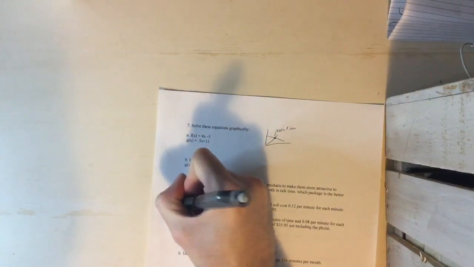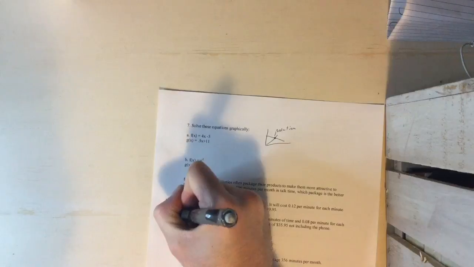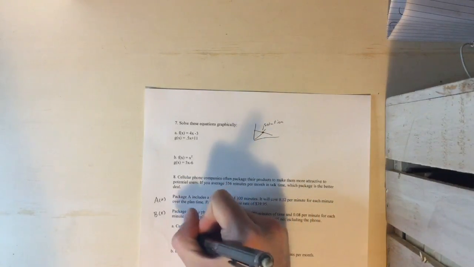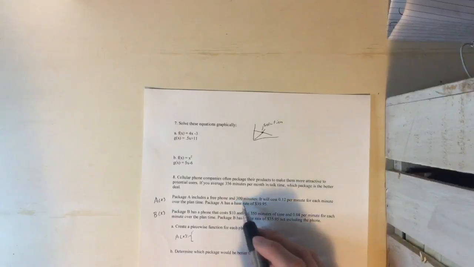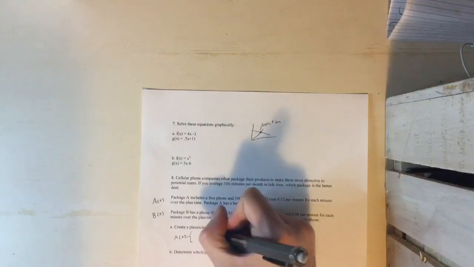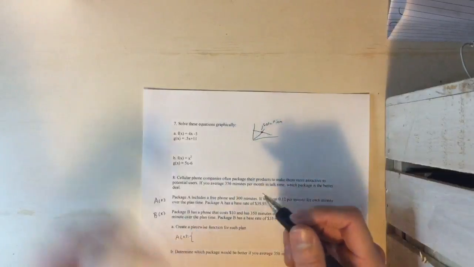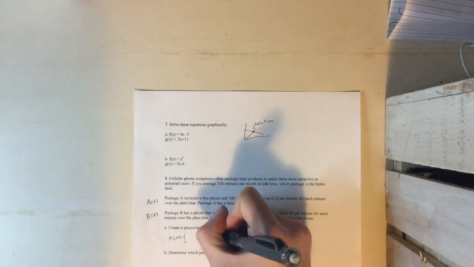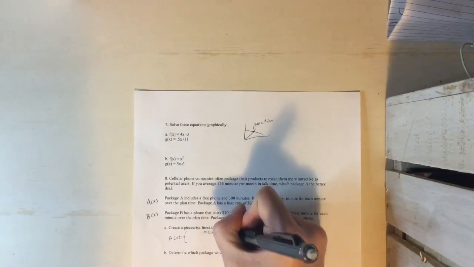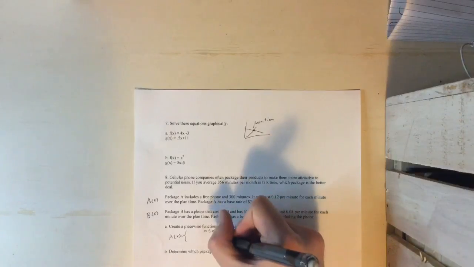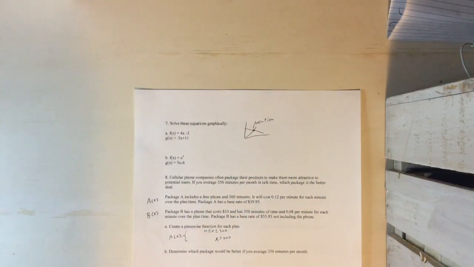Just so that we keep them straight, package A, package B. With package A, we're going to have two different equations: when we are below 300 minutes and when we go over 300 minutes. So we go from 0 to 300, so 0 less than or equal to X less than or equal to 300. That will be our first range. Our second range is when X is greater than 300, once we start actually going past our limit.